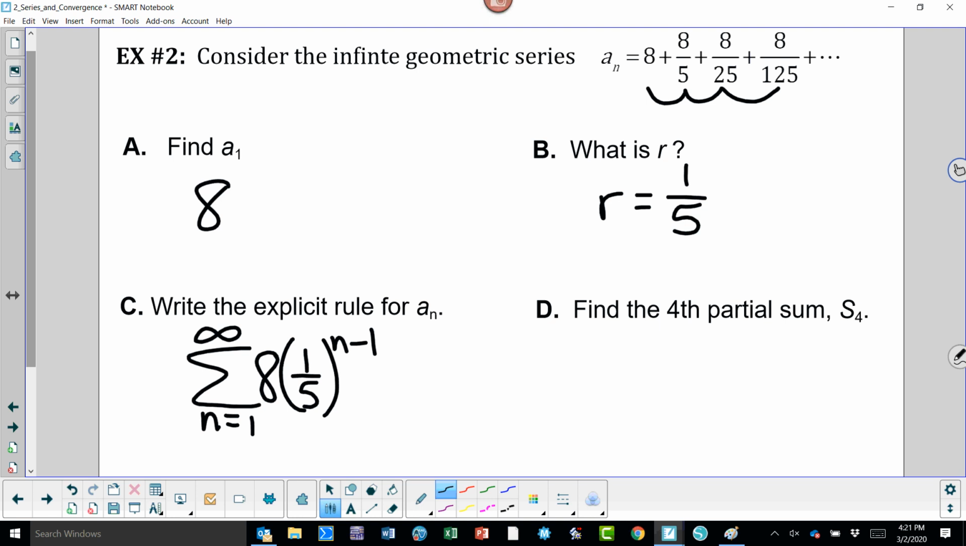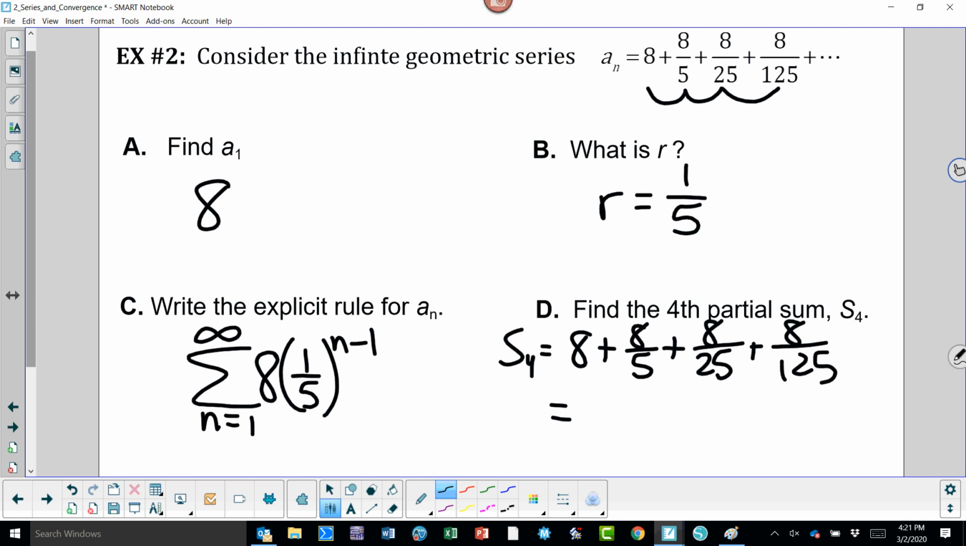So the fourth partial sum, S4. That means to literally add up those four terms that are up there. Because remember, S4 means the sum of the first four terms. So we want to add these four terms up.